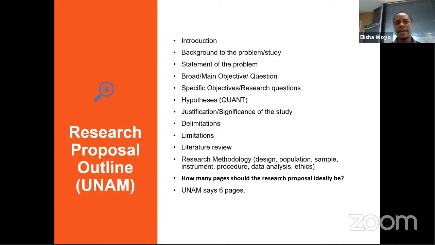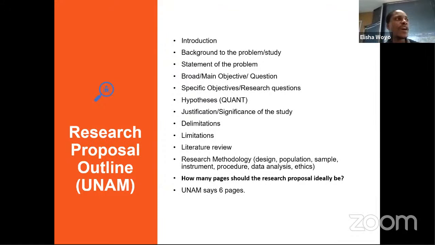We also expect in our proposal to have a preliminary literature review for you to show some awareness of the gaps that exist in literature and why your study is justifiable for you to continue with it.